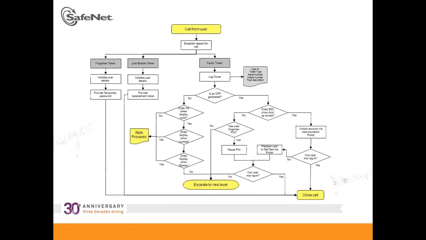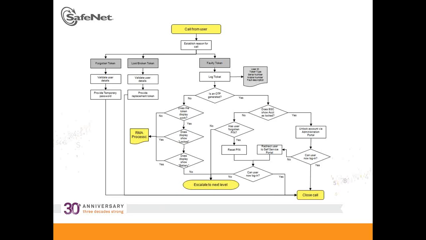So we can see here is an example where you get a call from a user, you establish the reason for the call. So on the far left-hand side, the user's forgotten his or her token. Again, we validate this is actually the user I'm speaking to, and we provide some type of policy. In this example, the customer was okay with providing a temporary password. An alternative would be to provide them with another form factor of token. The next one we have is the token is lost or broken. Again, validating the user to make sure we're speaking to the right user. And then based on the policy, we would provide some type of replacement token.